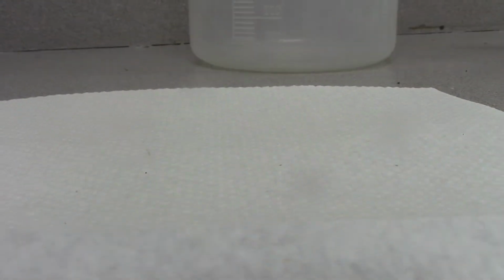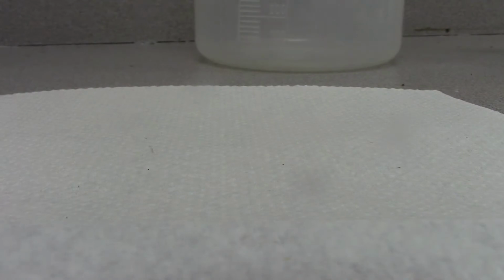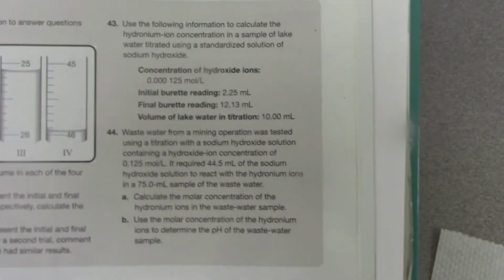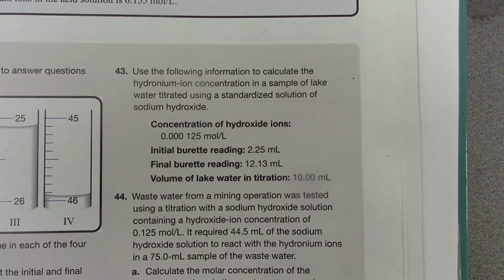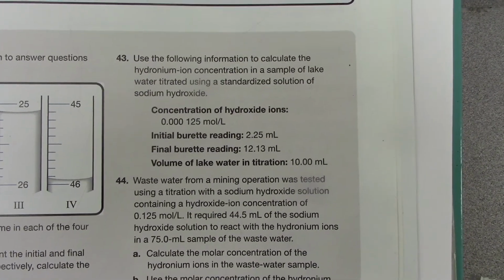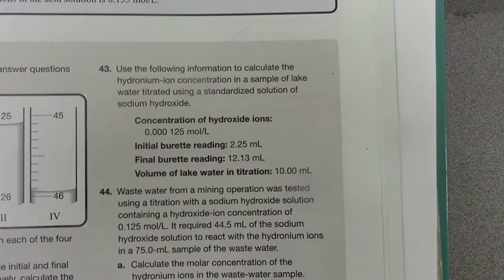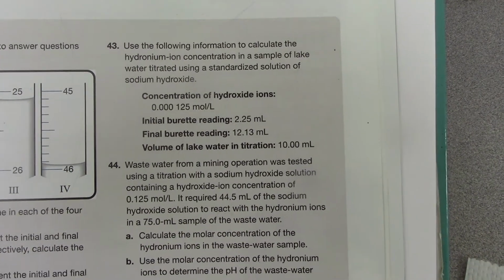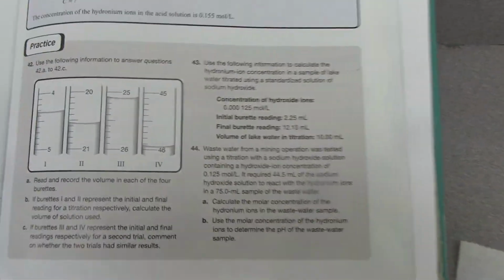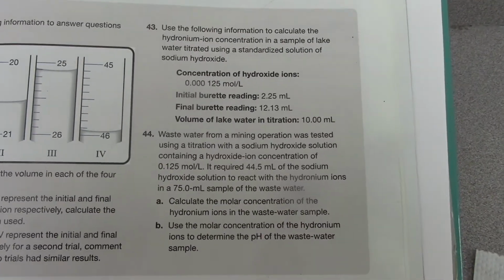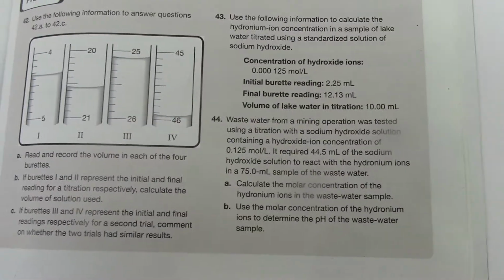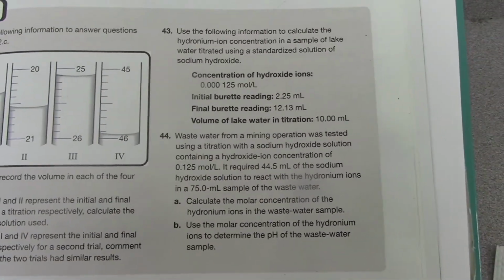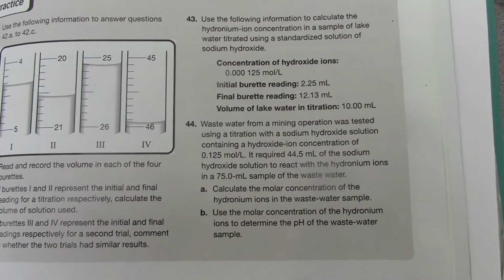Okay, so if we look at question 43, the question says, use the following information to calculate the hydronium ion concentration in a sample of lake water titrated using a standardized solution of sodium hydroxide. So standardized means that we know the concentration and it has been titrated against something that has a very reliable concentration. Now, sodium hydroxide concentrations fluctuate quite a bit because it's a very reactive molecule. So if it's been standardized, we can reliably know what its concentration is.